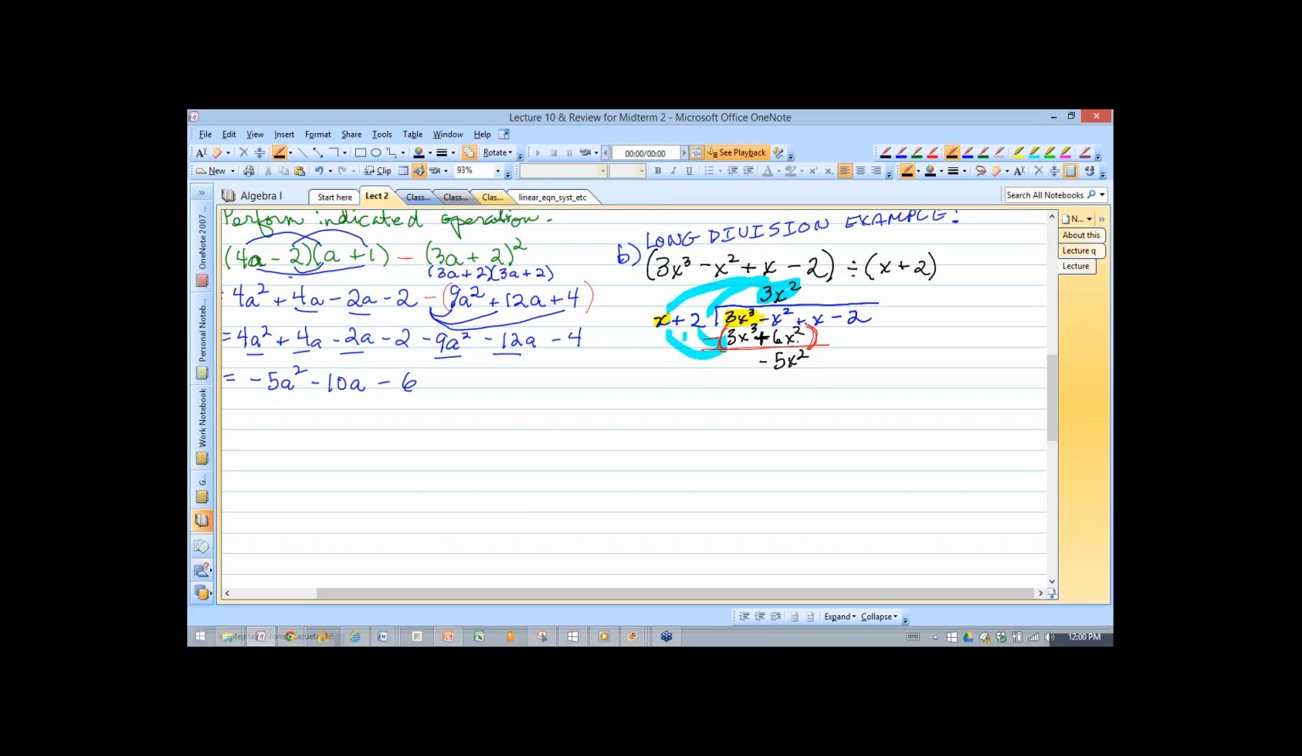Let me make sure I did that correctly. Did I do it right? No, I didn't. Hold on, I'm going to do it right now. It's going to be negative x squared and minus 6x squared. I'm sorry, it should be negative 7x squared. Thank you very much. That's correct.